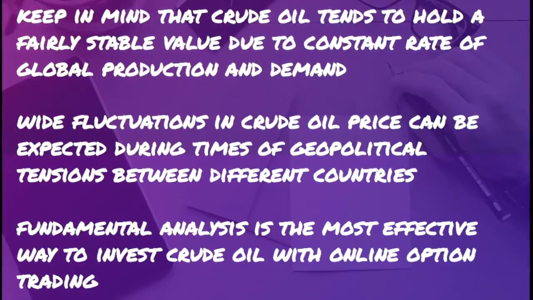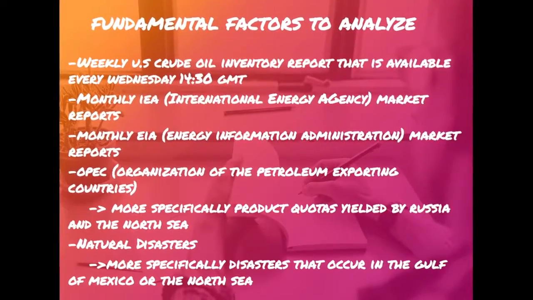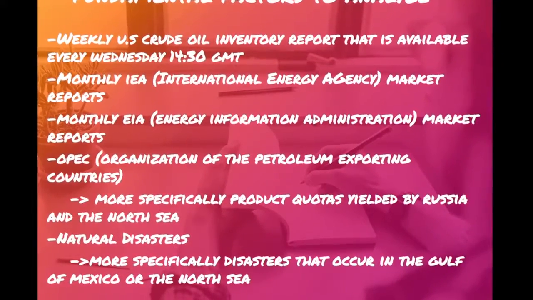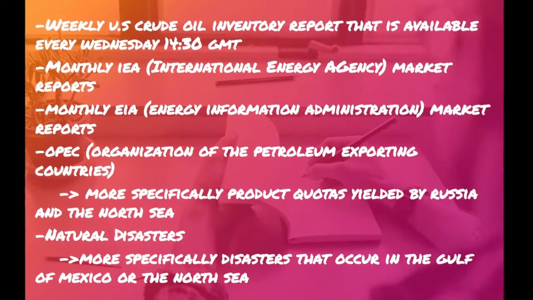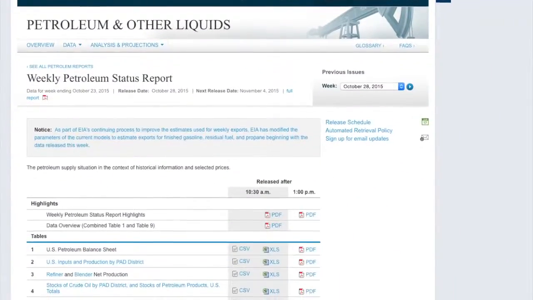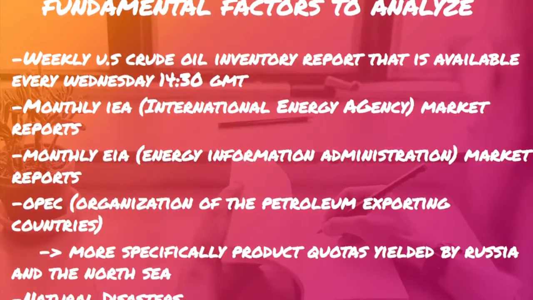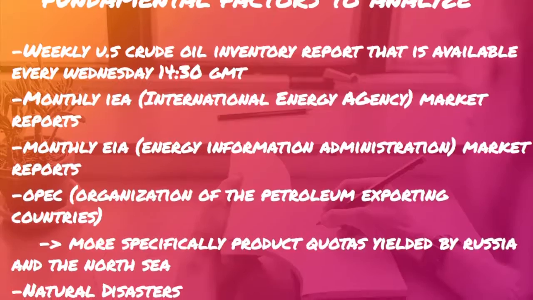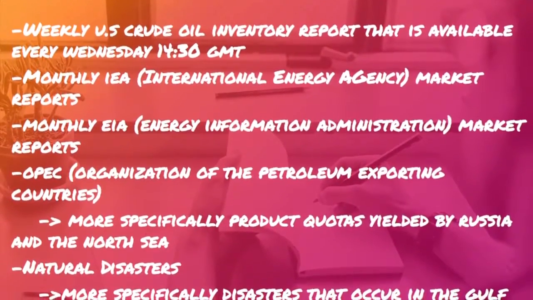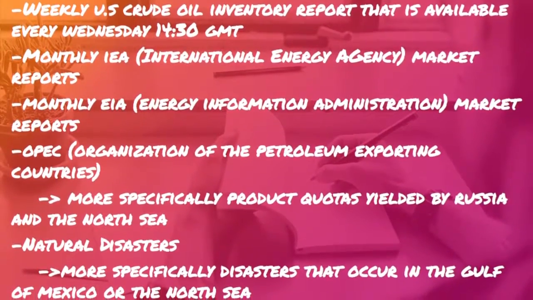Some fundamental topics that you could keep an eye out for would be the weekly U.S. crude oil inventories report, which is due at 14:30 GMT every Wednesday. Another fundamental factor that can affect the value of crude oil would be the monthly IEA, which stands for International Energy Agency, along with the EIA, Energy Information Administration, market reports. So the IEA and the EIA each have monthly market reports regarding the price of crude oil that can affect its price in a negative or positive manner.